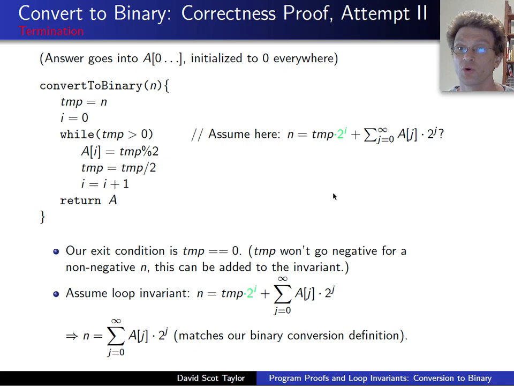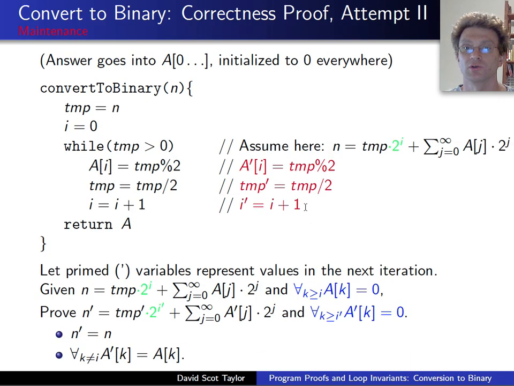Next, let's go on to our termination. Again, we have the same exact thing as before. When temp becomes 0, 0 times 2 to the I is going to be 0. It doesn't matter what 2 to the I is. This 2 to the I term isn't going to change anything, and we're going to have n equals this big summation term, which hasn't changed. And when n equals that summation, that exactly implies that A holds the binary representation of n. So great. Termination's going to look good.